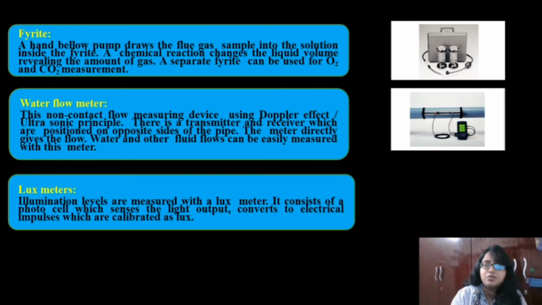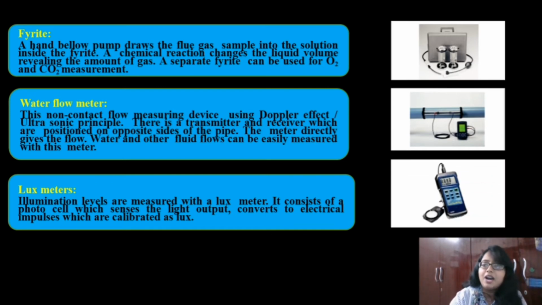Then lux meters, obviously, what is the illumination ka unit kya hota hai? It is lux. So lux meters is basically something that measures illumination, that is light. Okay, so it consists of a photocell. It senses the light output, it converts it into electrical impulses, and then it is calibrated as lux. So you find out how much illumination is there inside an industry. So this is how it helps you out in energy auditing.